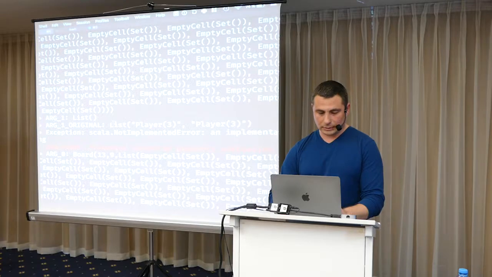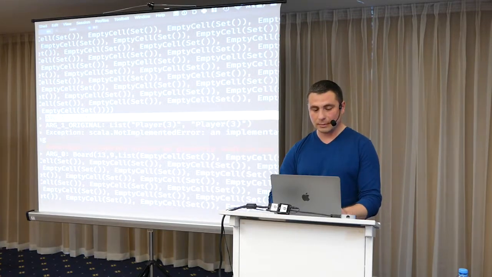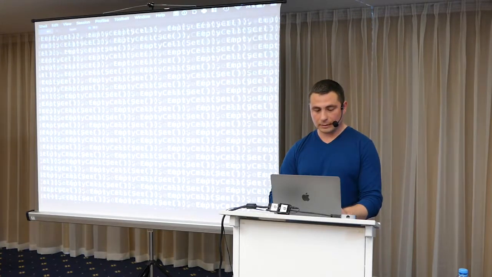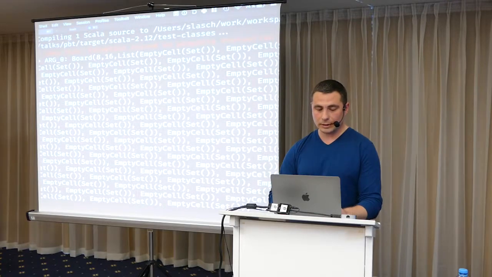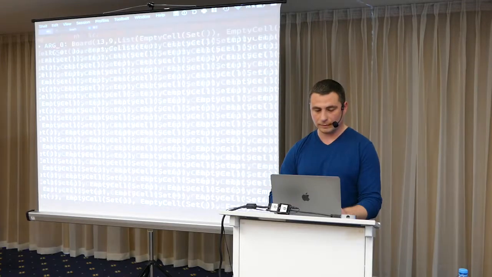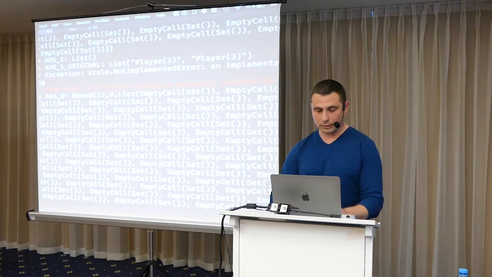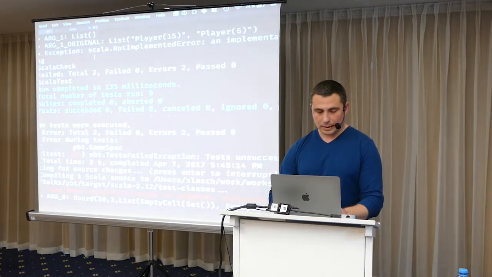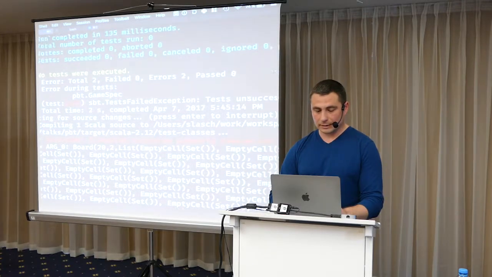The second point is that the test failed for this list of players because we don't have any implementation yet. But ScalaCheck knows how to shrink lists. So our shrunk list is an empty list, and we didn't define any shrinker for the board. So because of that, the board is just represented as a whole. And the same for the turn, right? So now we have 2 failing tests.